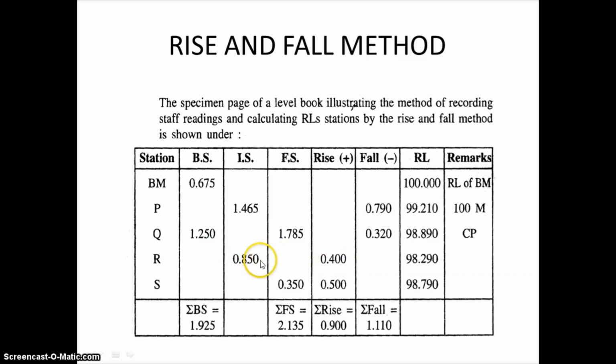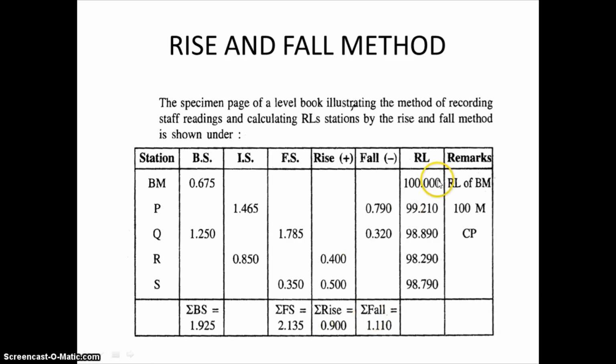Then you have to compare station R and S. You have to take the level difference of these 2. Again you will get a positive value. You have to enter it in the rise column. Again this indicates that there is a hilly area. So in this way, you have to calculate rise value and fall value. You have to take the summation of all the backside values, all the foresight values, all the rise values, all the fall values, because this will be used in the arithmetic check.